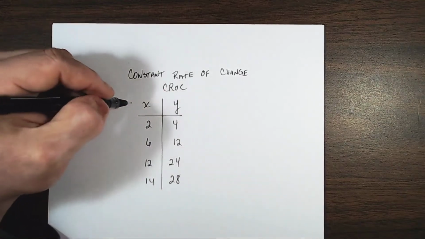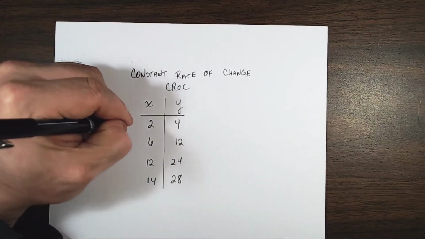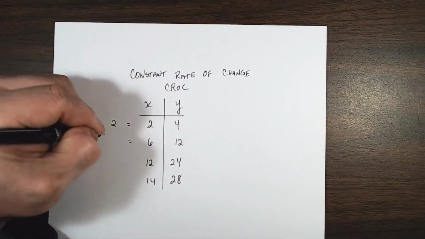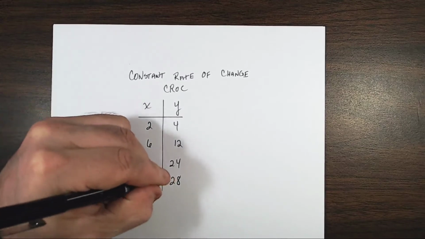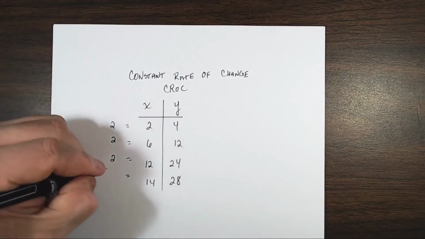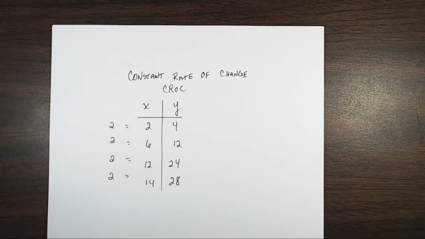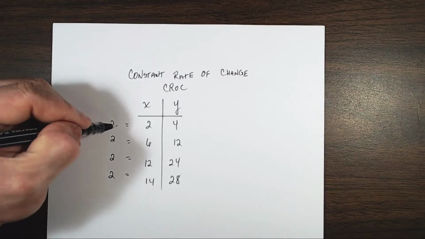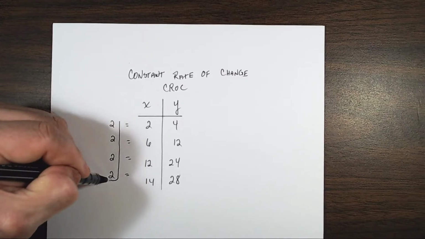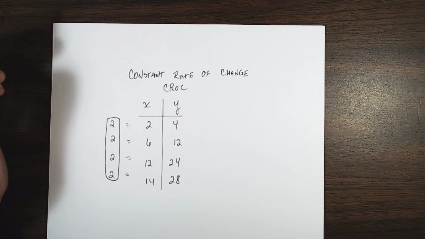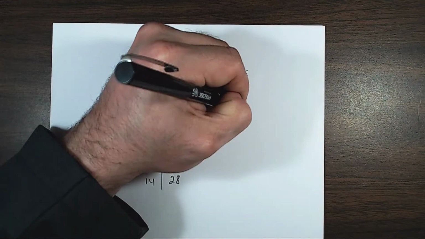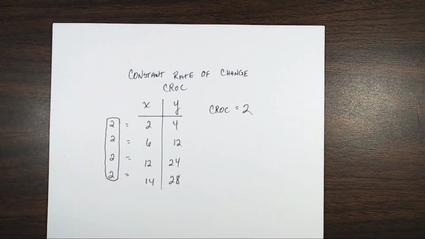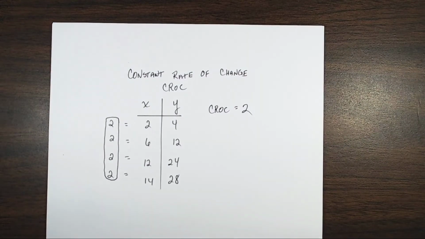Well, you can just observe that 4 divided by 2 is 2, 12 divided by 6 is 2, 24 divided by 12 is 2, and 28 divided by 14 is 2. So the constant rate of change is 2. So here the CROC equals 2. Okay? So that's constant rate of change.